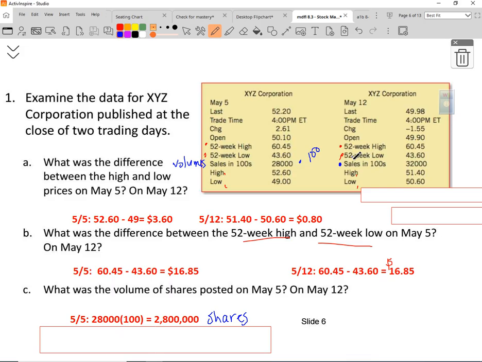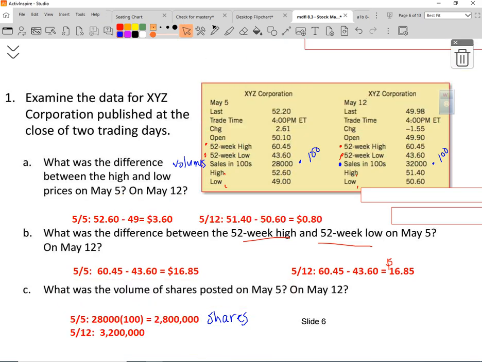And on May 12th, there was 32,000 shares in 100. So 32,000 times 100 or 3,200,000 shares.